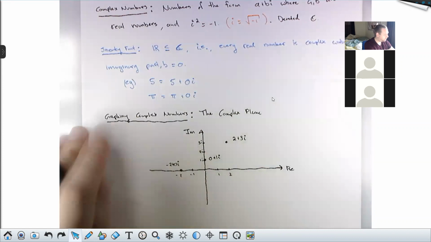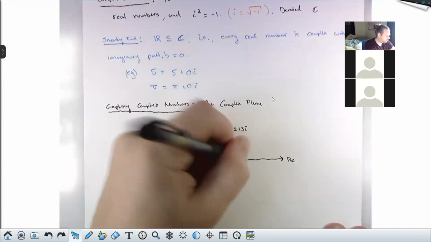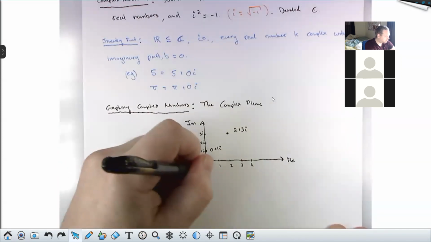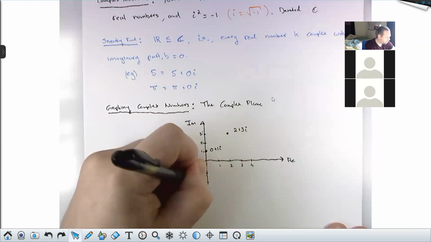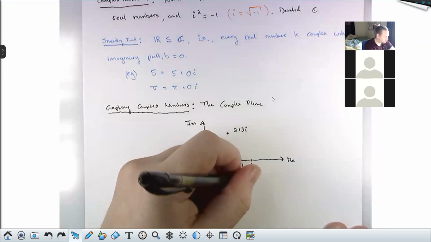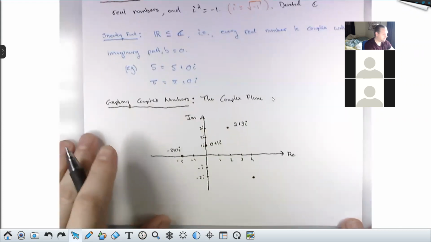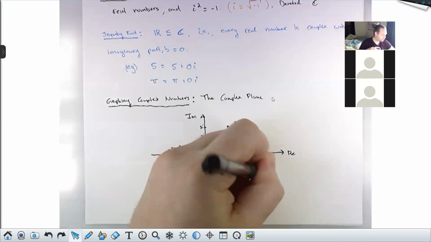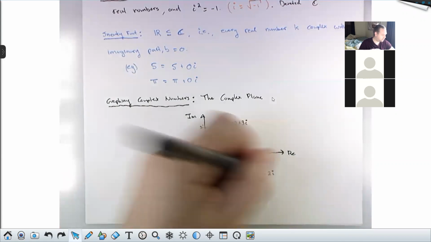So down here at the coordinates, say, 4, -2, what is this complex number? Down here. Would it be 4 minus 2i? Perfect. Yeah, Dave nailed it. 4 minus 2i. All right.